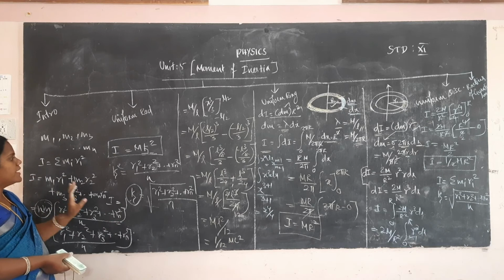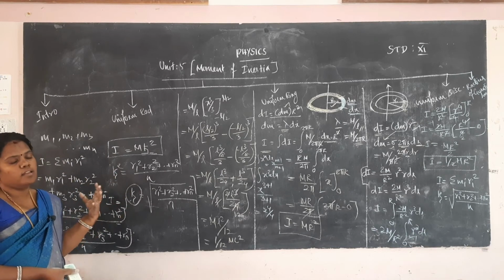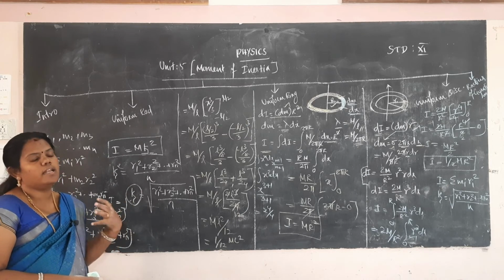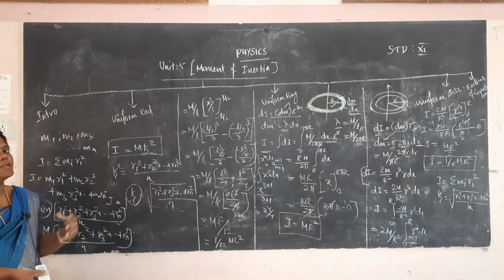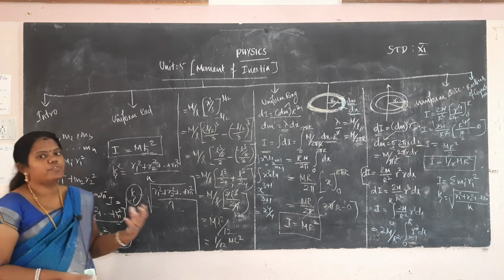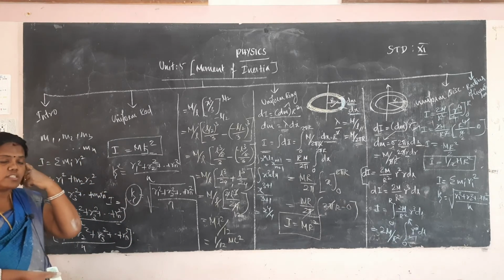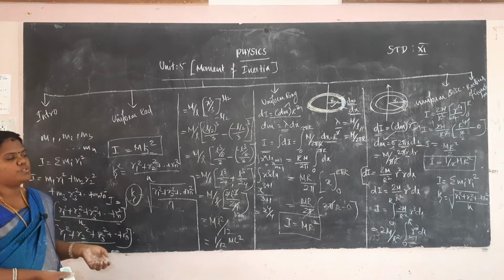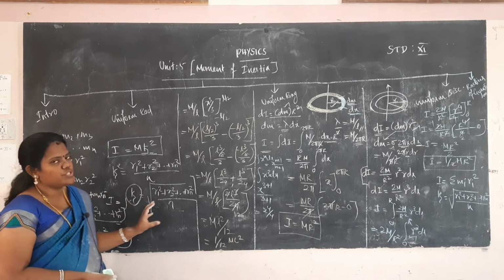So radius of gyration will be used to find the moment of inertia of an irregular object, not a regular object. It will be used to calculate the moment of inertia of the irregular object. This is the way we easily calculate the moment of inertia.